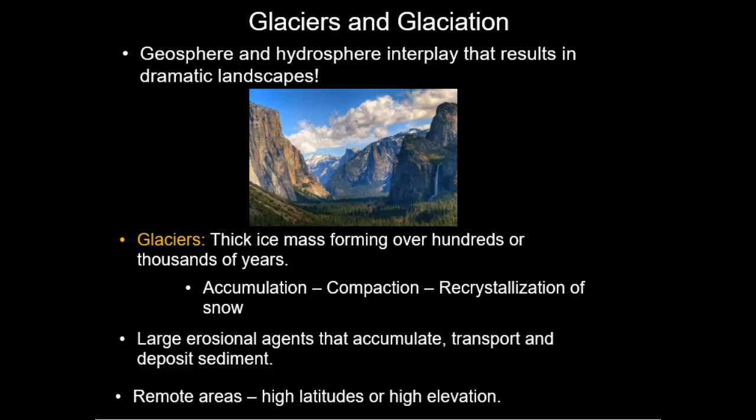Because of this property, glaciers are also basic to the rock cycle. They're big erosional agents, depositional ones, and transport ones as well. And although glaciers can typically be found in many parts of the world, they are mostly located in areas that are relatively remote, either near the Earth's poles or in very high elevations, high mountains.